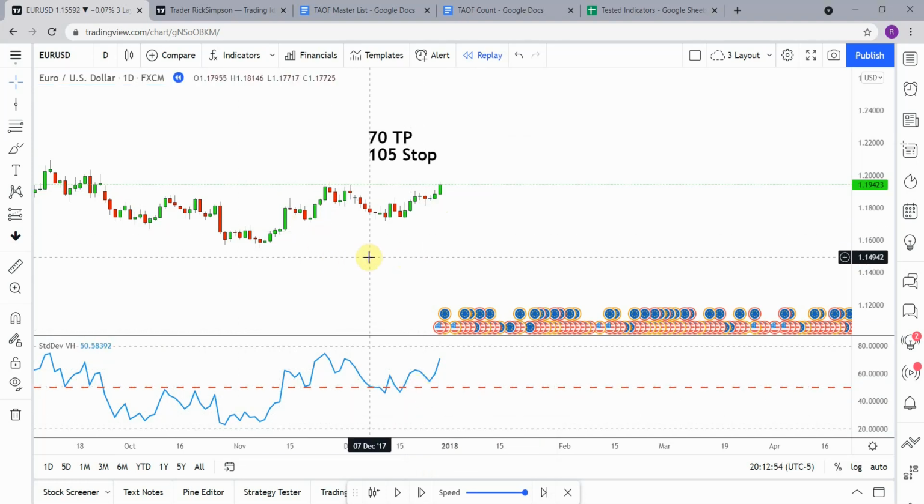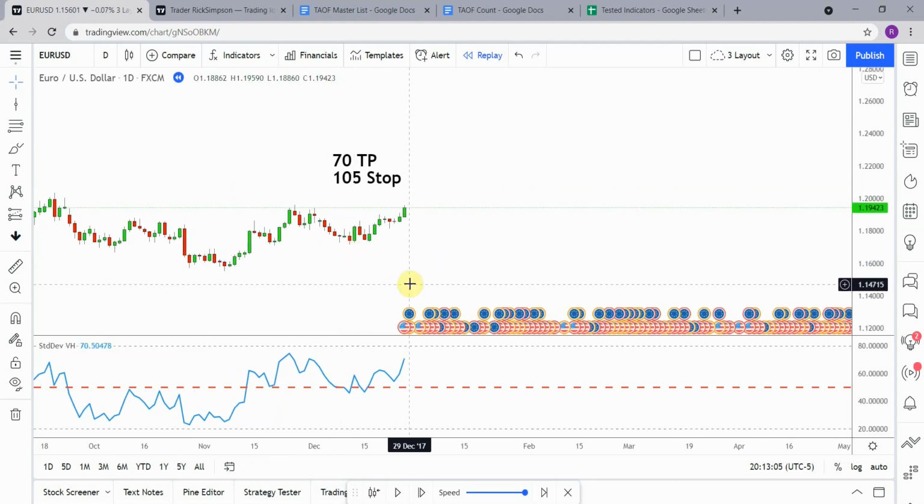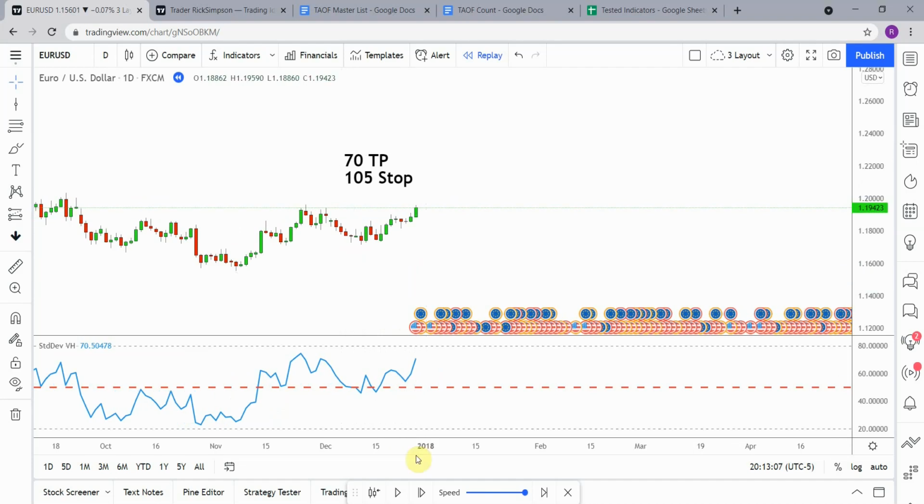Anyway, so this middle one right here that is at the 50 marker, what we're going to do is look for a cross to the downside, then we would go short, or a cross to the upside, then we would go long. And so that's how we're going to test it. Let's go ahead and get on with the testing and see what we can get out of this.